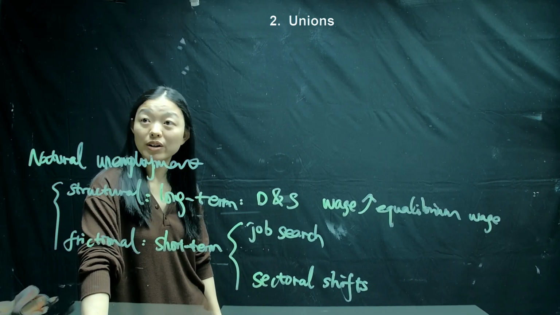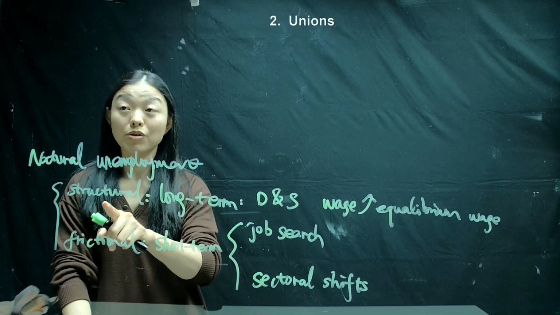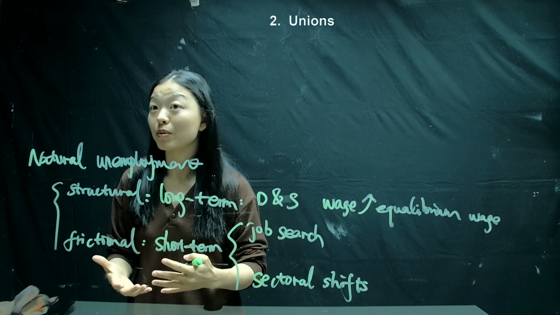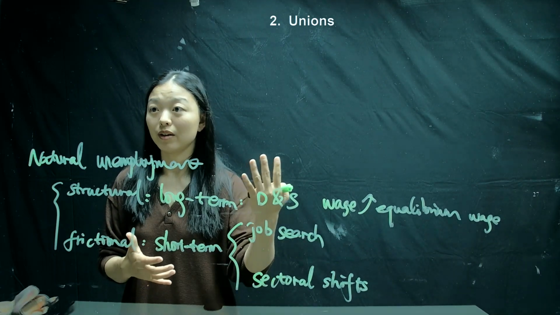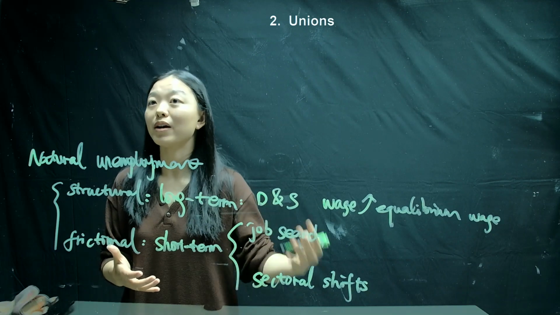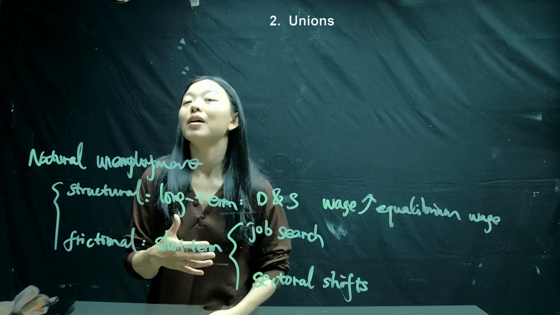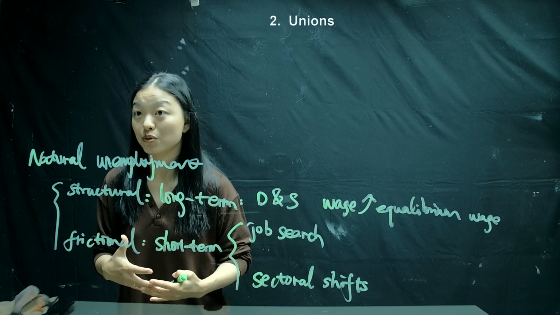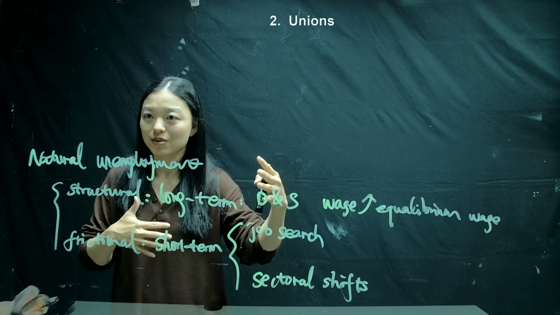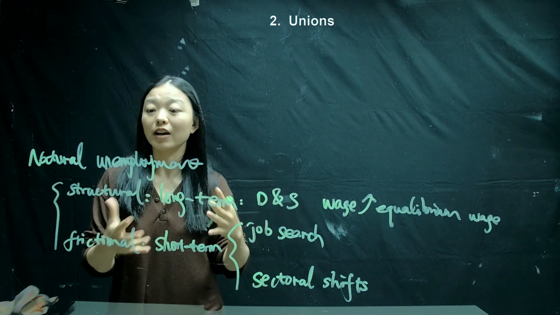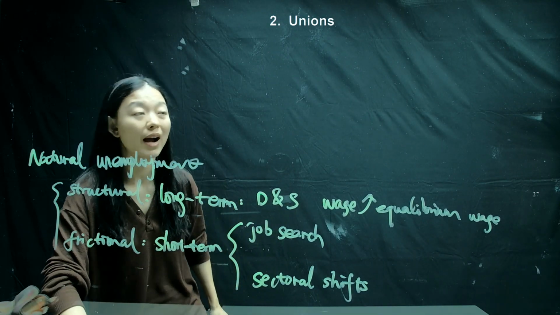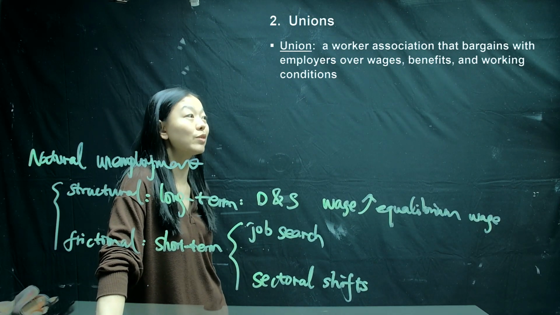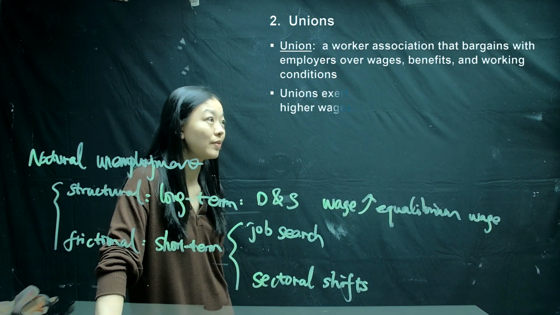Unions could be a big reason for structural unemployment, because the union can represent its people to negotiate for higher salaries and better benefits, right? However, people outside the union can't have those advantages. So it will result in some differences between inside and outside the union, and that will also result in structural unemployment. A union is a worker association that bargains with the employers over wages, benefits, and working conditions.